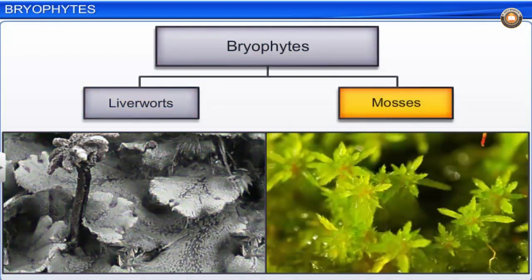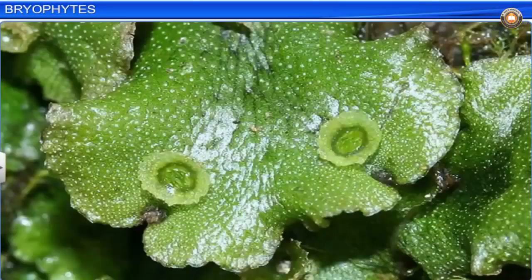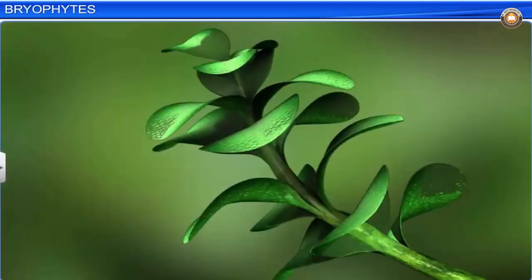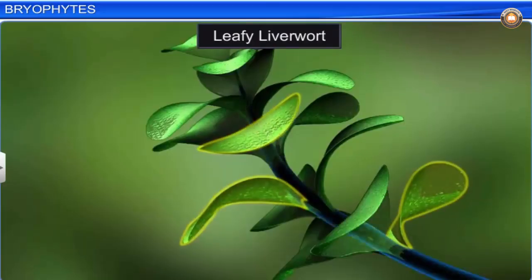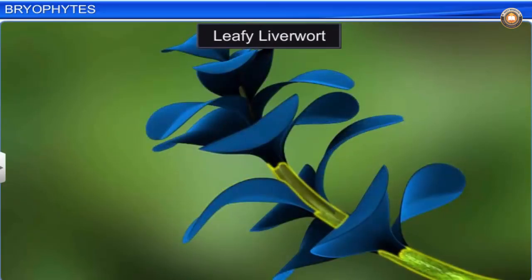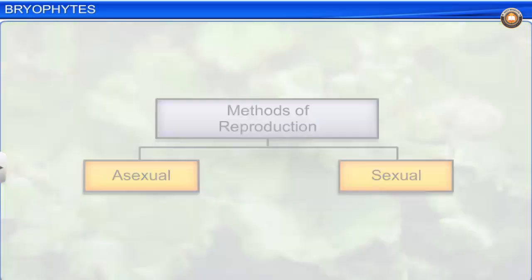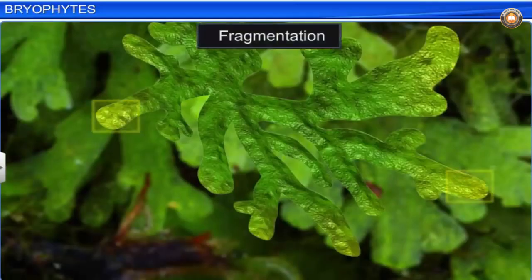liverworts and mosses. You can find liverworts in moist and shady environs such as barks of trees. The plant body, a thallus, is dorsiventral and appressed to the substrate. However, in the case of leafy liverworts, the plant body bears tiny leaf-like appendages in two rows on the stem-like structures. Liverworts reproduce both asexually and sexually. In the case of asexual reproduction, we observe fragmentation of the thallus.